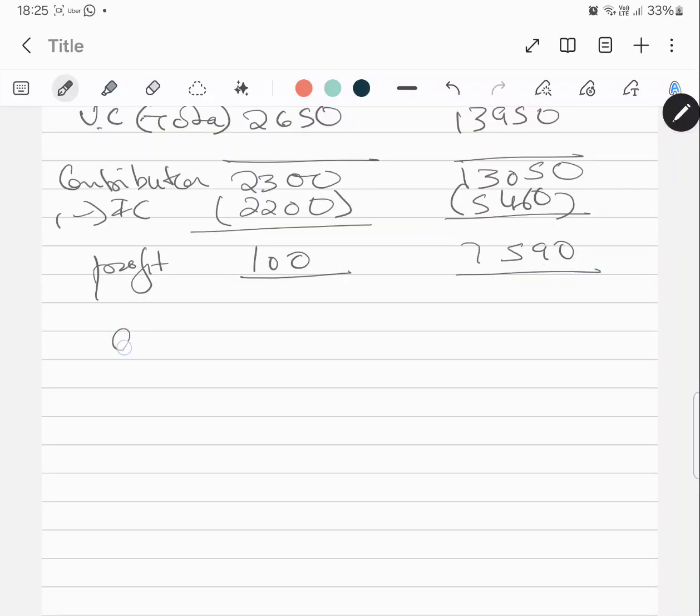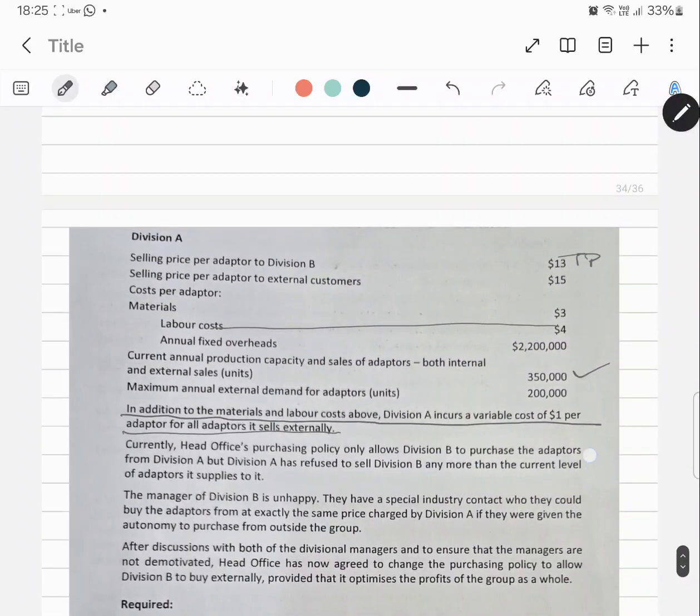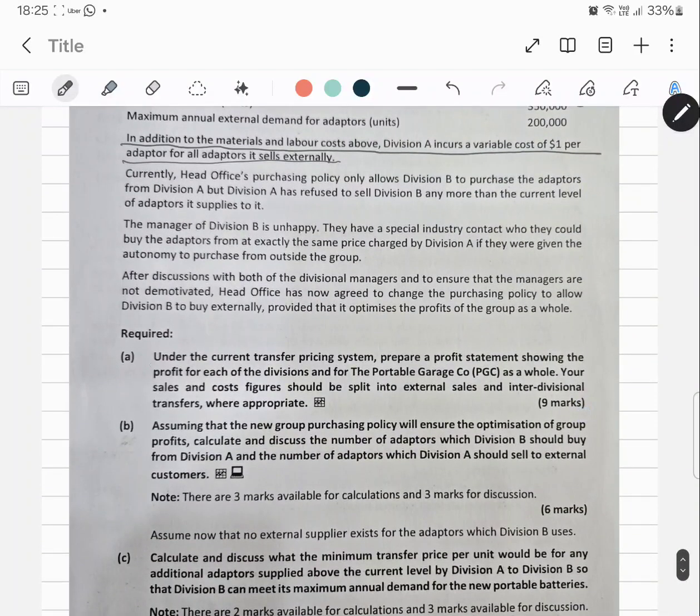So the group profit will be 7590 plus 100, that is 7690. This is my group profit. Now first part I guess is done.